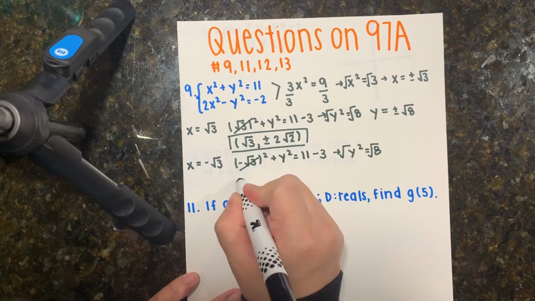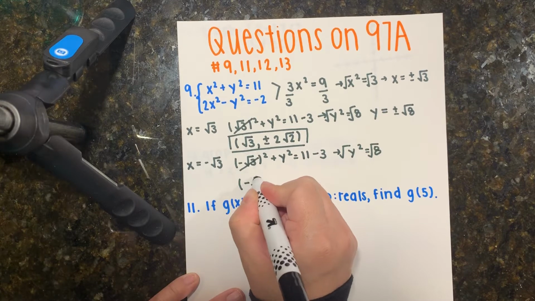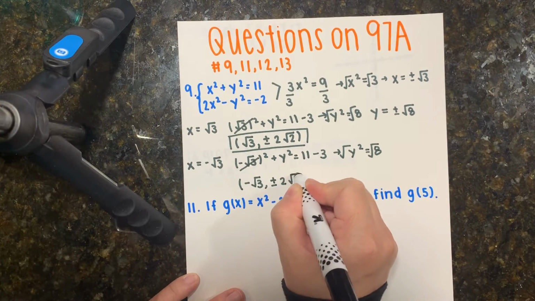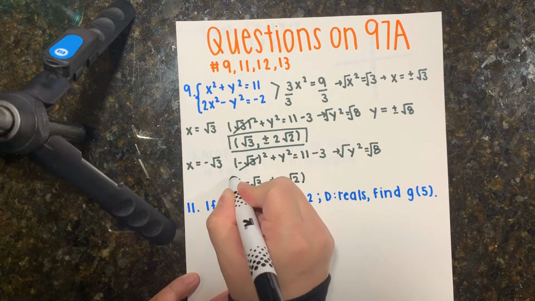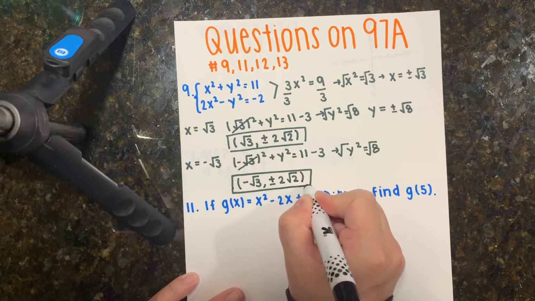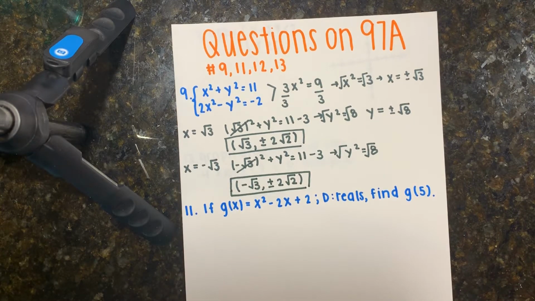So then when you take the square root, you're going to get the exact same value. So that means my second ordered pair would be negative square root of 3 and then plus or minus 2 square root 2. And that would be my second answer. And that concludes number 9. Now moving on to number 11.